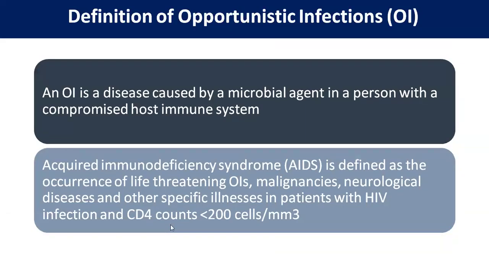So, what is the definition of OI? An OI is a disease caused by a microbial agent in a person with a compromised immune system. Acquired immunodeficiency syndrome is defined as the occurrence of life-threatening OIs, malignancies, neurological disease, and other specific illness in patients with HIV infection and CD4 counts less than 200 cells per mm cube.